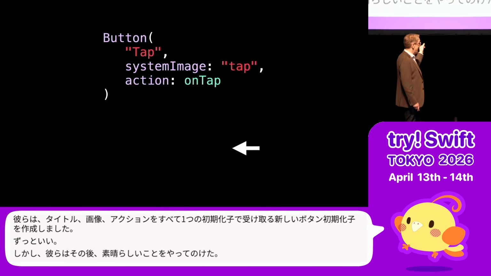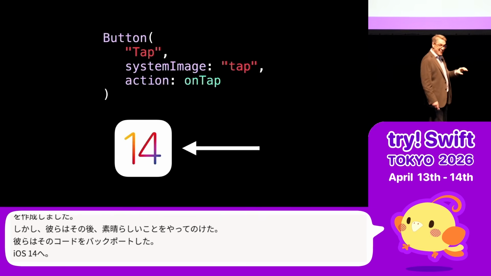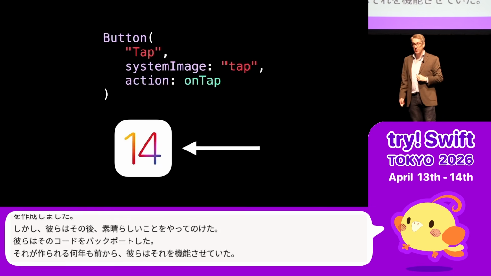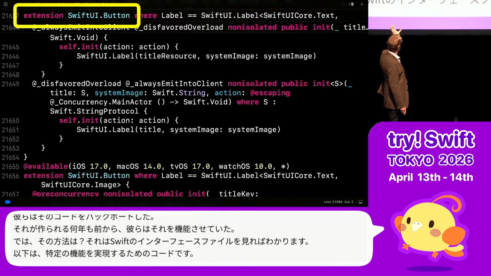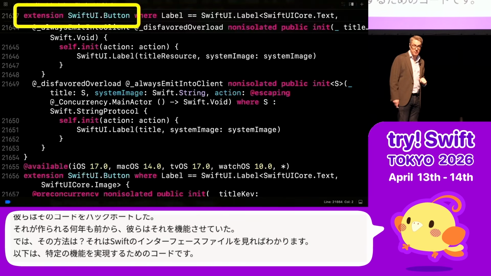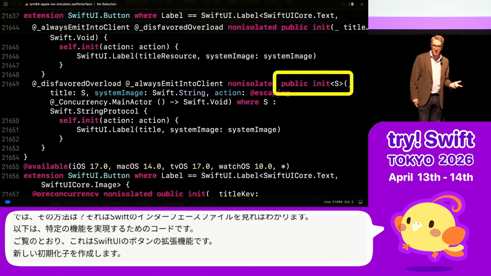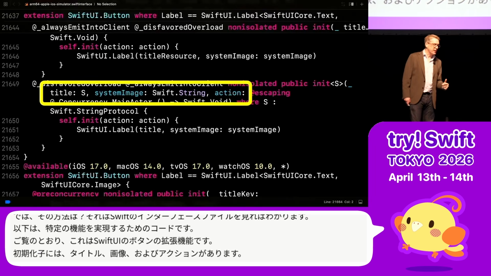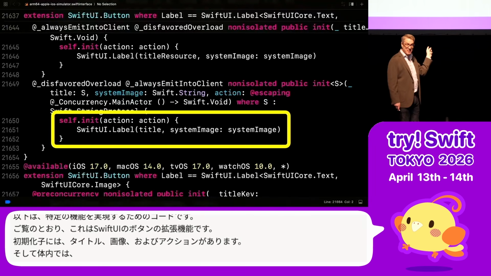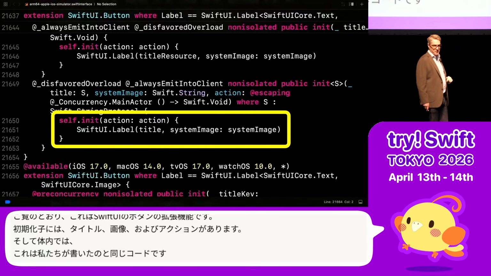But then they did something brilliant. They backported that code to iOS 14. Years before it was made, they made it work. And how? You can find out in that Swift interface file. Here is the code for that particular functionality. You can see here it's an extension on SwiftUI's button. It makes a new initializer. That initializer has a title and an image and an action. And then inside the body is the same code we would have written. Make me a label with that title and image attached to it.